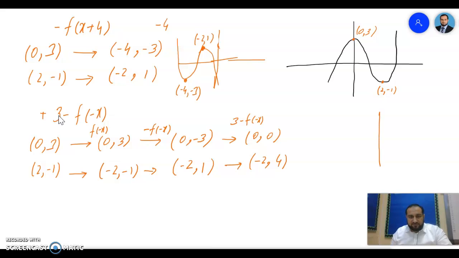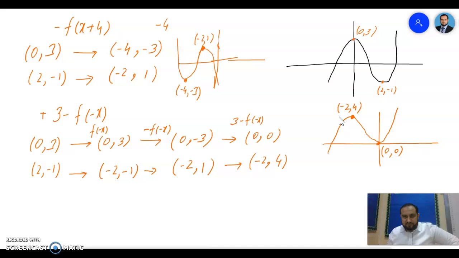Now if we wish to sketch this, these are the 0, 0 coordinates, and then minus 2 and 4. So minus 2 and 4, the coordinates for this. So the sketch will be like this one. Minus 2 and 4 and 0, 0.